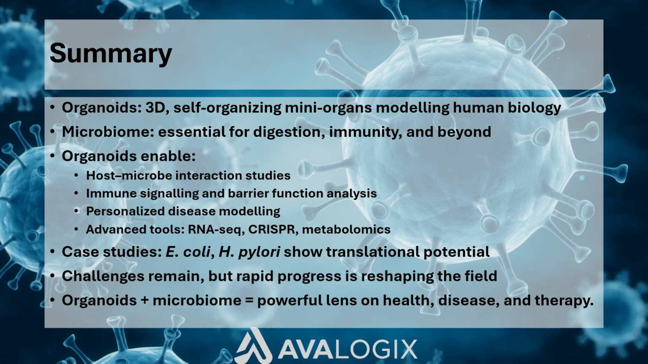We looked at real-world examples like E. coli in gut organoids and H. pylori in gastric organoids, which illustrate how this research can uncover mechanisms of disease and point toward new therapies. And we acknowledged current challenges: the absence of full immune systems, anaerobic microbial constraints, limited vascularization, and reproducibility issues. But despite those, the field is moving fast toward more complex, integrated models that will redefine how we study host-microbe interactions in health and disease.